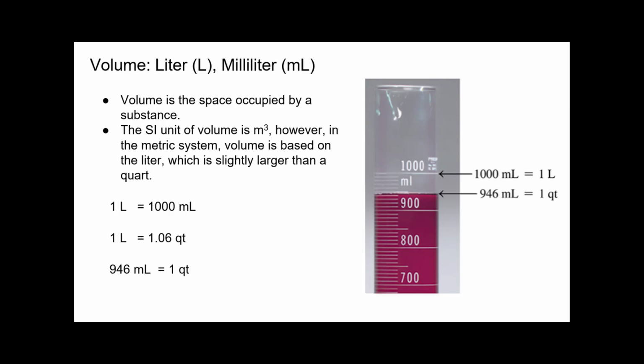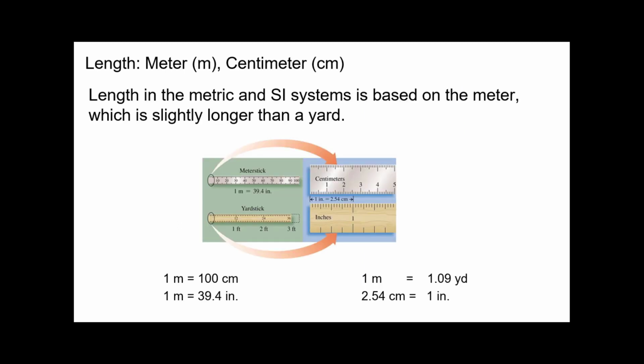But these things do exist. They do not cross over completely as one-to-one. Length, we will be using meter or centimeter, millimeter. Length in the metric system, and SI, is based on the meter. So if you see a meter stick, it's actually larger than a yardstick. You can see the yardstick goes up to 3 feet, but 1 meter goes up to 39.4 inches.